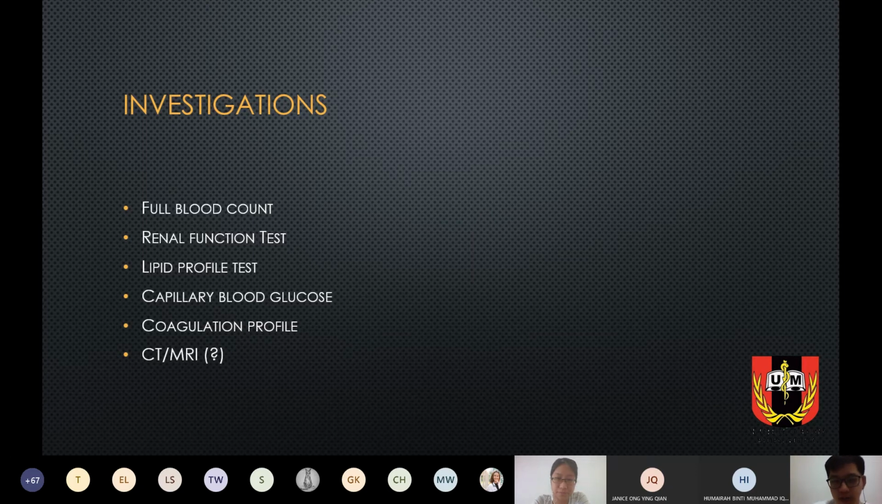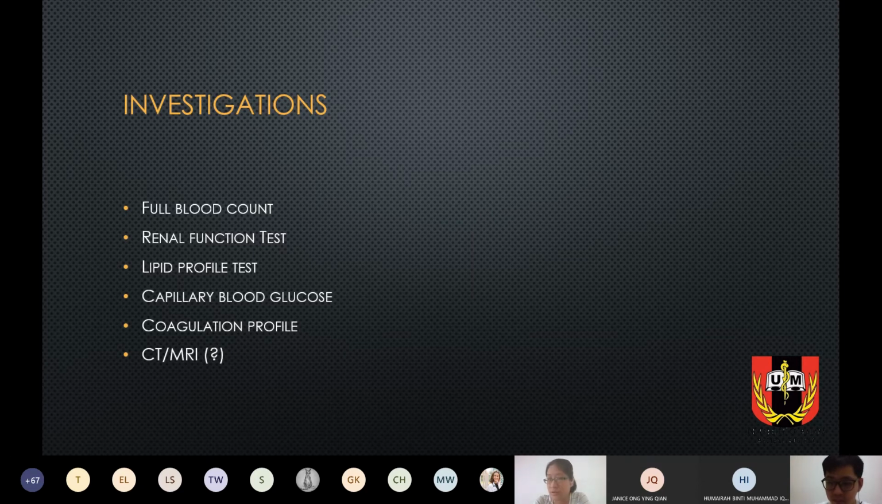Investigation: renal function test, of course, to check the BUN, blood urea nitrogen, and creatinine, then a full blood count to look for any polycythemia vera. Any more investigation you think is relevant for this patient, doctor? There is actually a long list of young stroke workup if you were to look at.